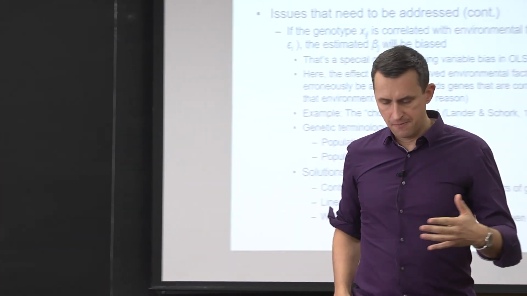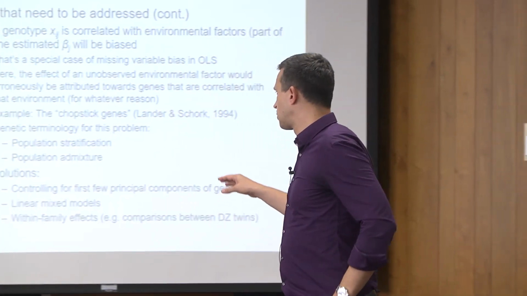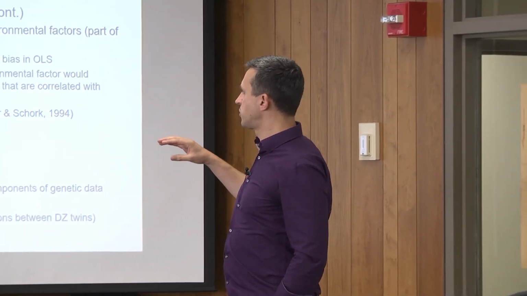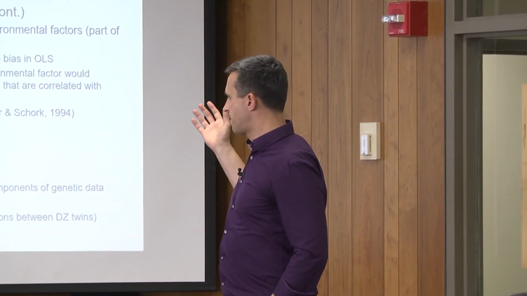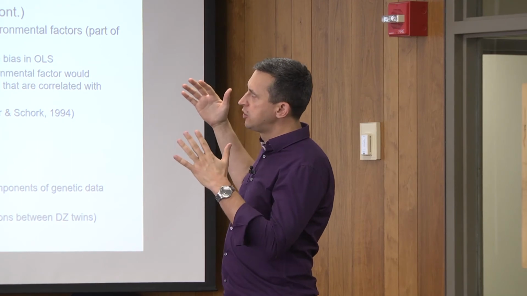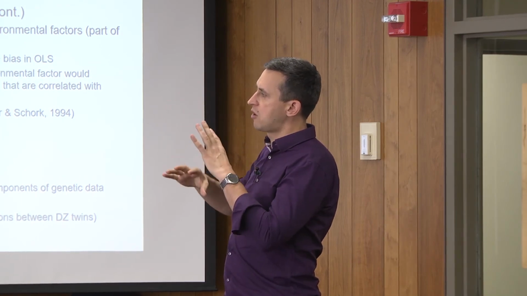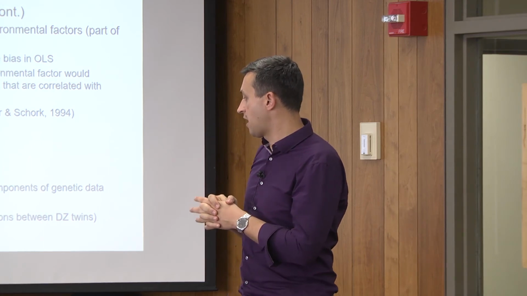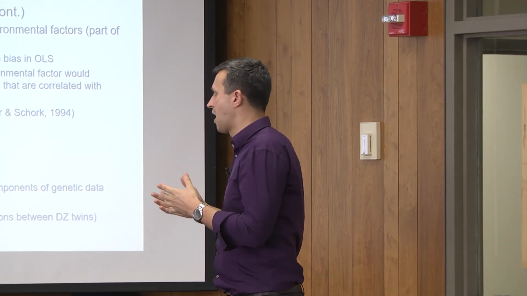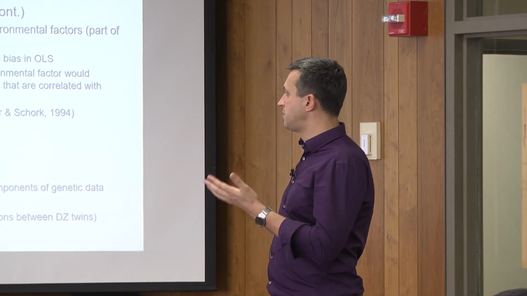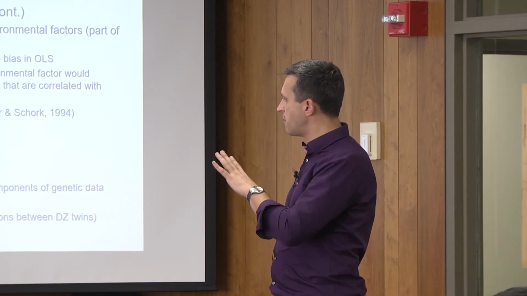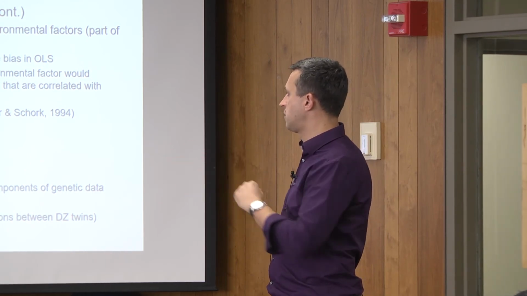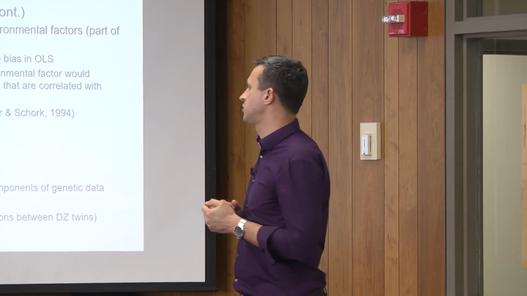There are other ways we can address that issue. One of them would be linear mixed models, where you look at the genetic relatedness matrix of all the individuals in your sample, and you basically take that into account when you estimate the betas and the standard errors. That's a bit more rigorous in terms of addressing population structure.